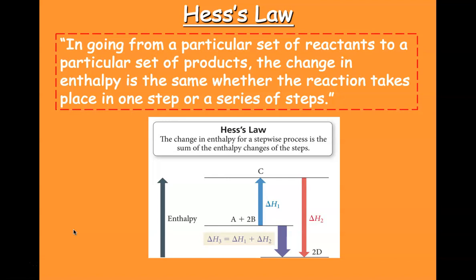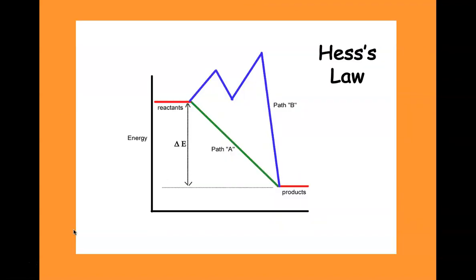So for this one, as you see, a little diagram, A plus 2B has an increase in heat, and then C going down to 2D has a loss of energy, delta H2, and then the overall delta H of A plus 2B going to 2D is just them added together, where delta H1 is going to be positive, delta H2 is going to be negative, and you get your overall delta H of the process.